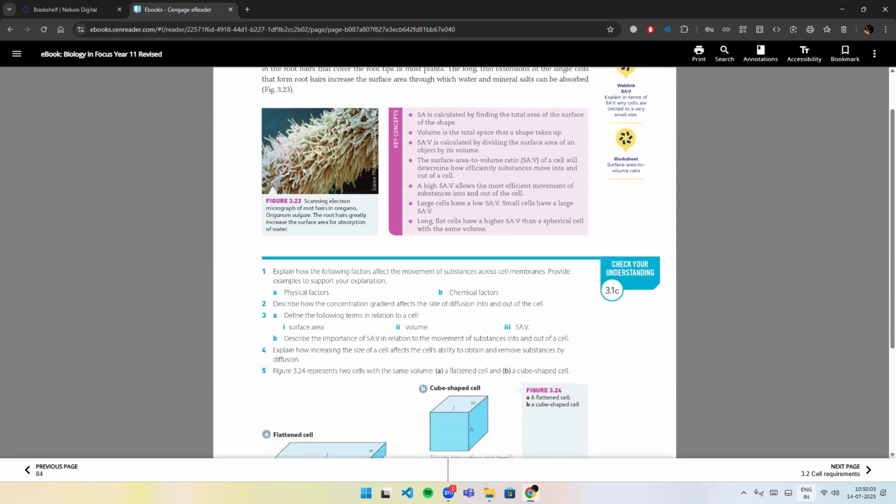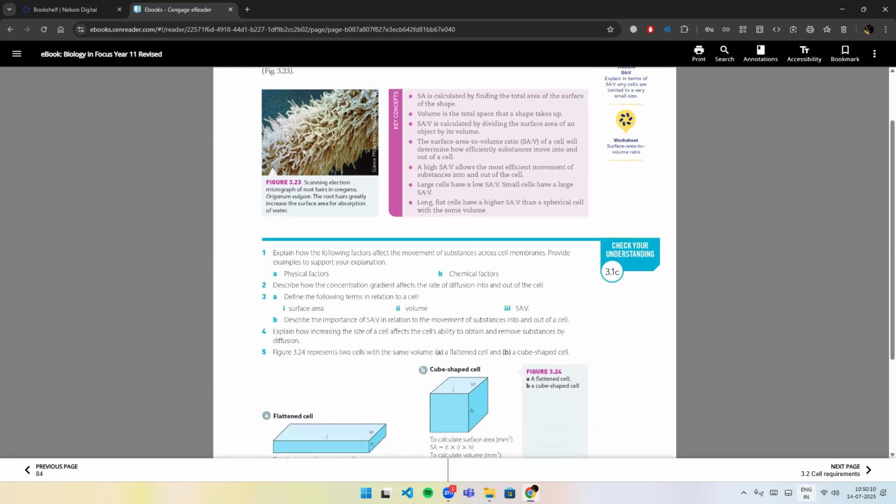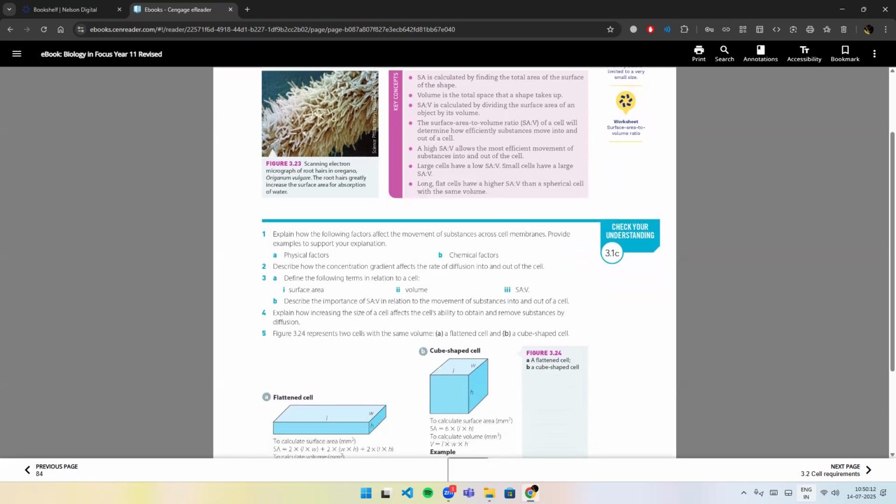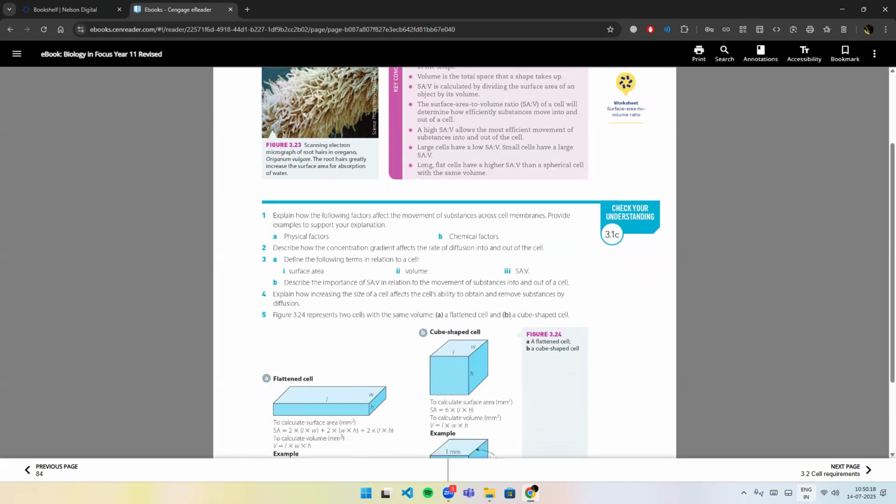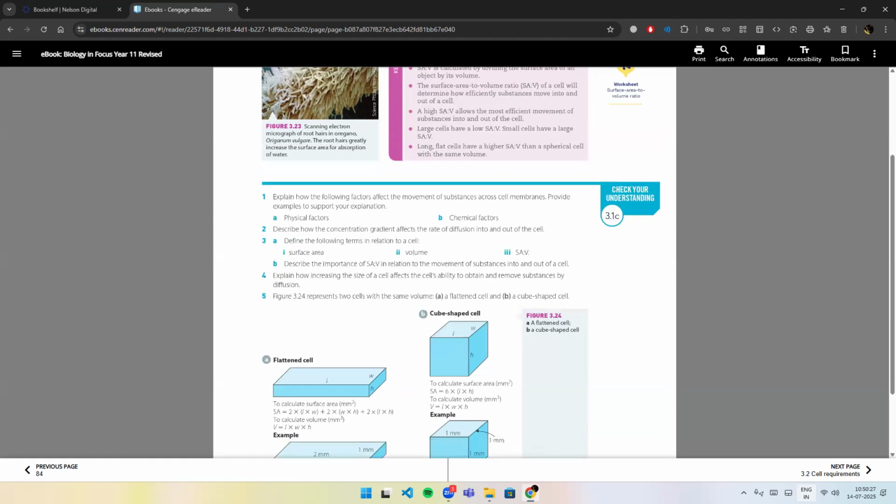Key concepts. Surface area is calculated by finding the total area of the surface of the shape. Volume is the total space that a shape takes up. Surface area volume ratio is calculated by dividing the surface area of an object by its volume. The surface area to volume ratio of a cell will determine how efficiently substances move into and out of a cell. A high surface area volume ratio allows the most efficient movement of substances into and out of the cell.